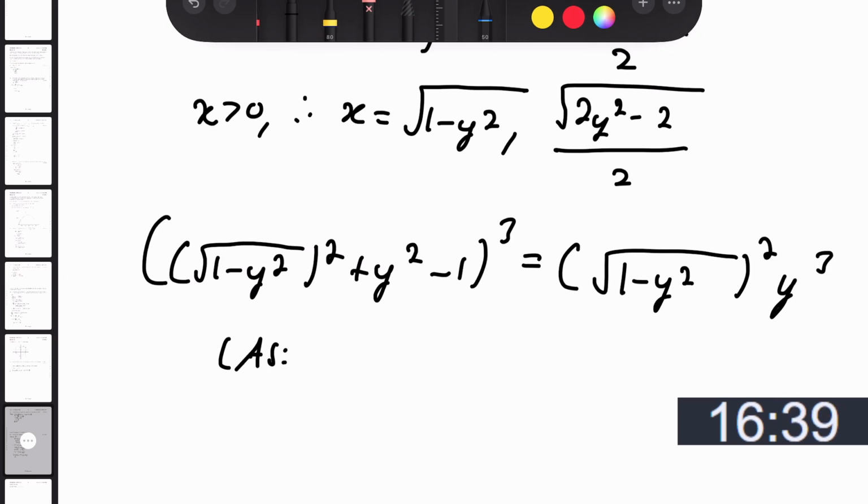Let's see if this gives me anything. So solve: square root 1 minus y squared, squared, plus y squared minus 1 to the power of 3 is going to equal square root 1 minus y squared, squared, and then y to the power of 3 y.